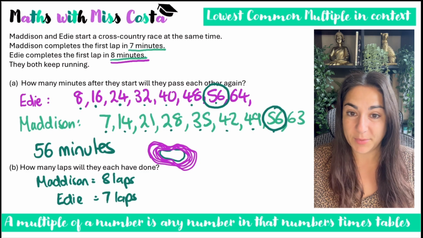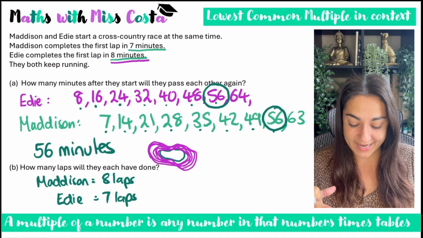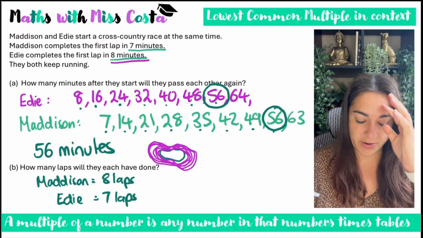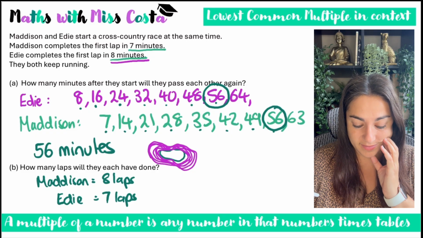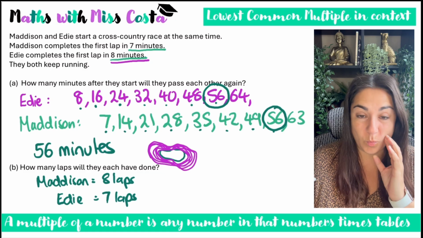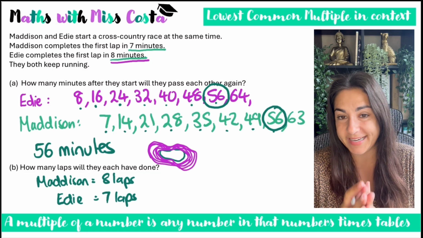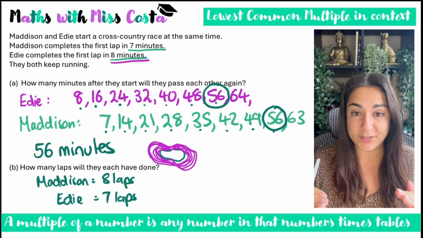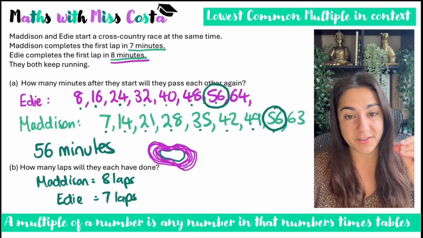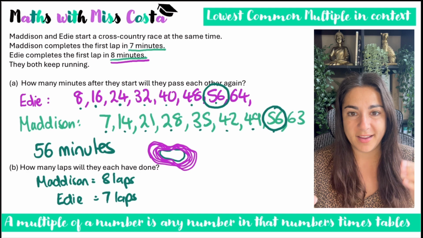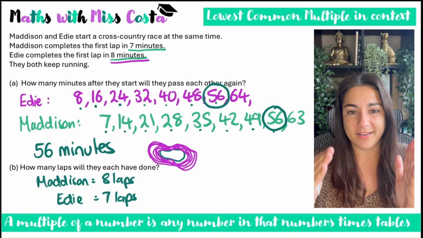Okay, so that's how we do lowest common multiple in context. It is quite tricky trying to figure out what we need to do, but if we recognize that we're dealing with multiples, we just start writing out their times tables, and the lowest common multiple is recognizing what's the first number that they have in common. That's why it's the lowest and common multiple.